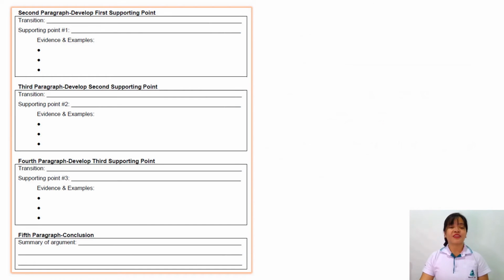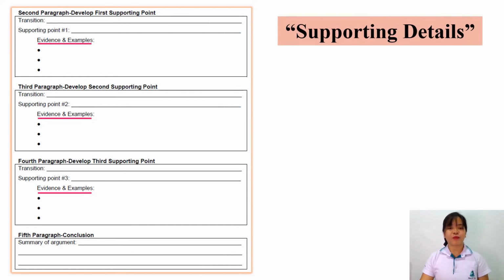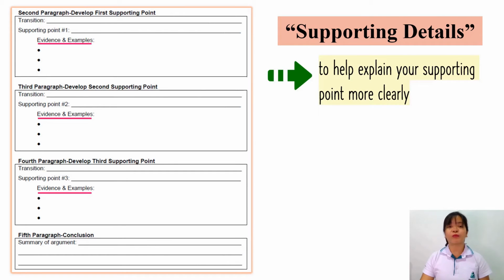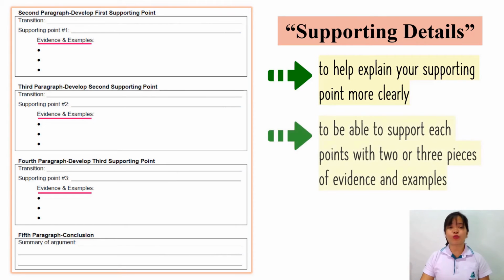Moving on, the evidence and examples are also known as supporting details. You should use these to help explain your supporting point more clearly. Ideally, you should be able to support each point with 2 or 3 pieces of evidence as per the example.